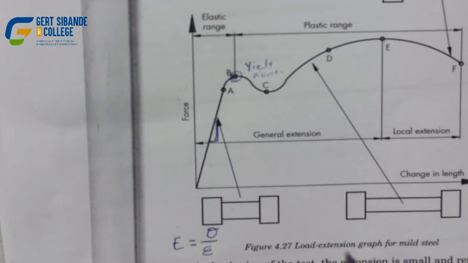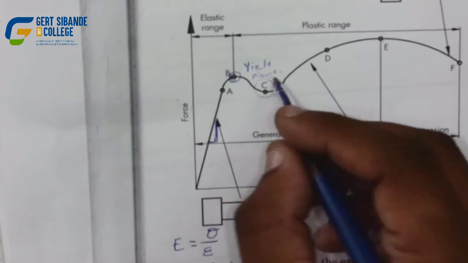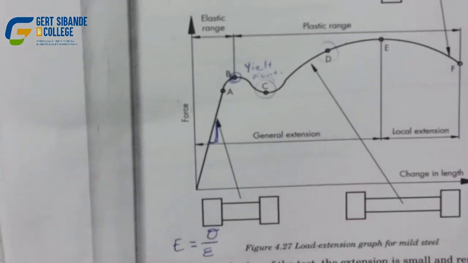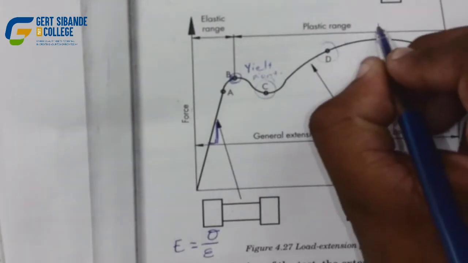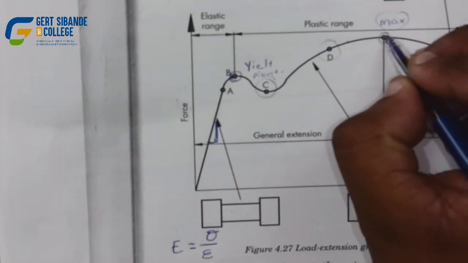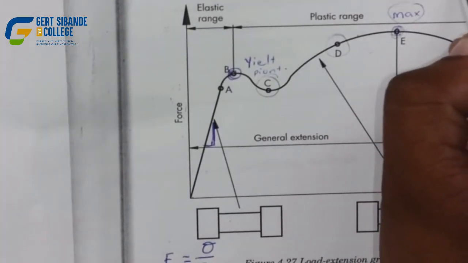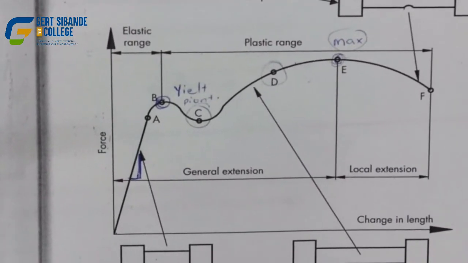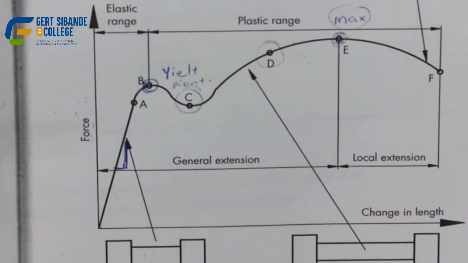I'm not going to concentrate much on point number C, because that is the lowest yield point, and D, which will be the highest yield point. The region that I'm going to be talking about is point E. That is where the ultimate, or maximum, load will be experienced. Right at point E, necking starts to begin. In other words, now you are in plastic deformation.